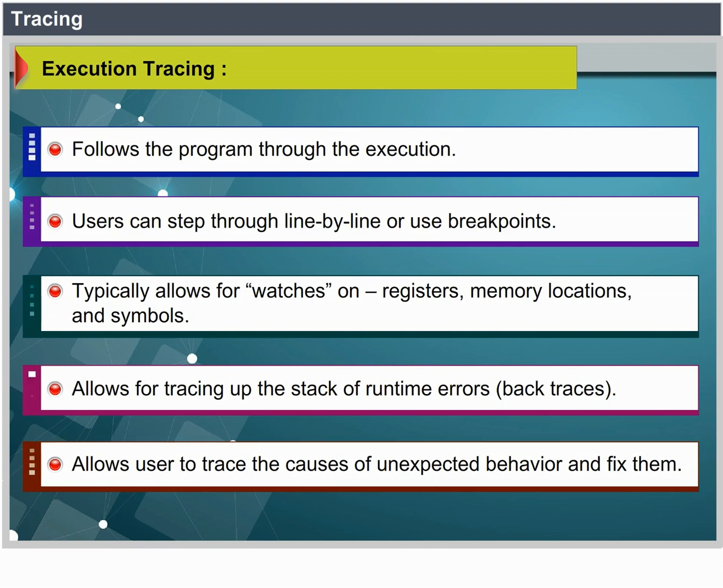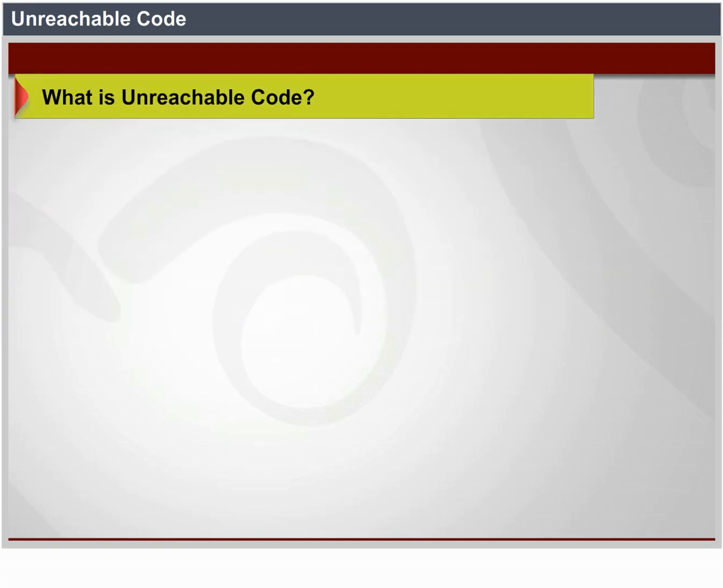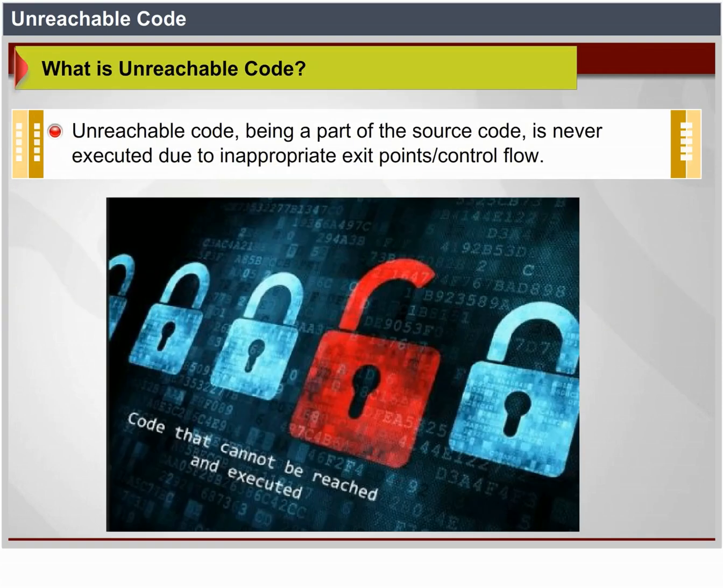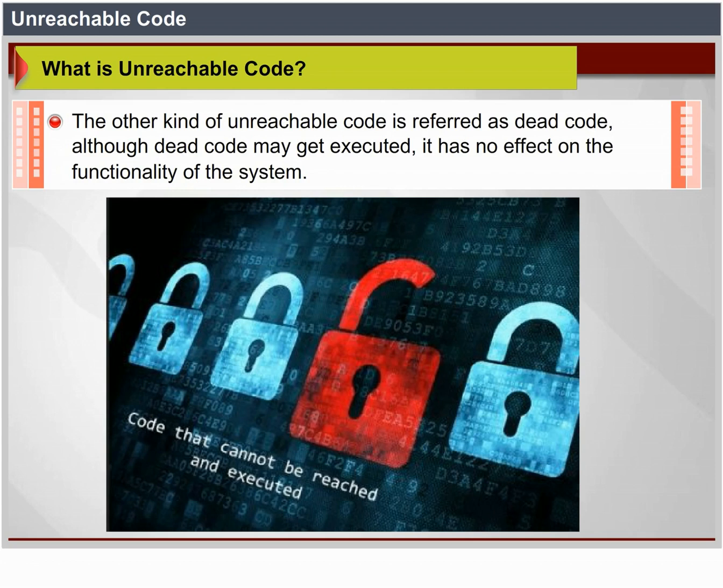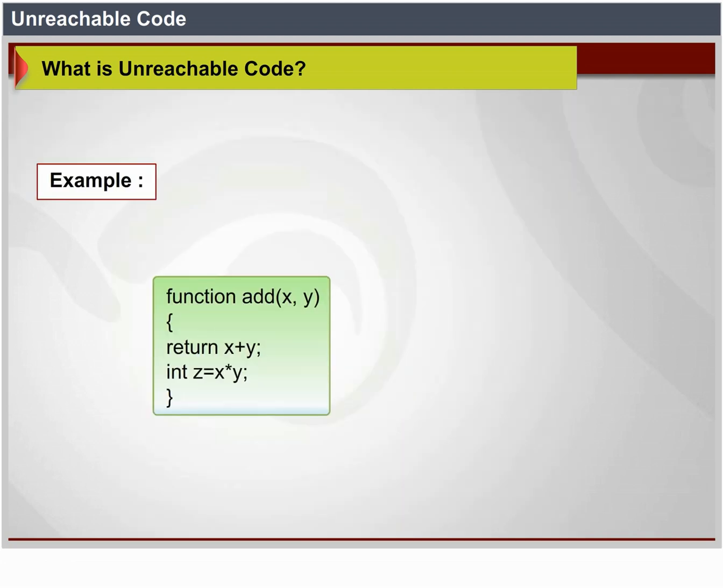What is unreachable code? Unreachable code is a part of the source code that will never be executed due to inappropriate exit points or control flow. The other kind of unreachable code is referred to as dead code, although dead code might get executed but has no effect on the functionality of the system. An example is shown on screen.